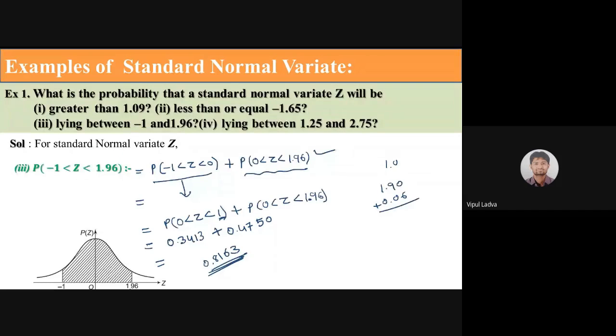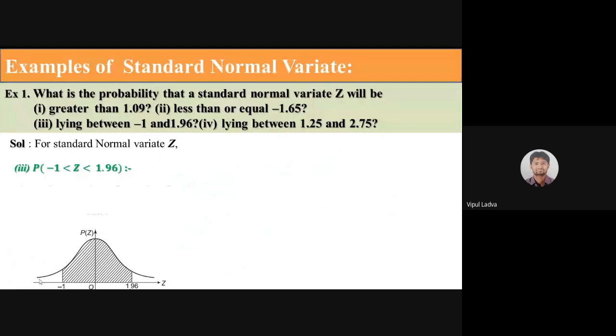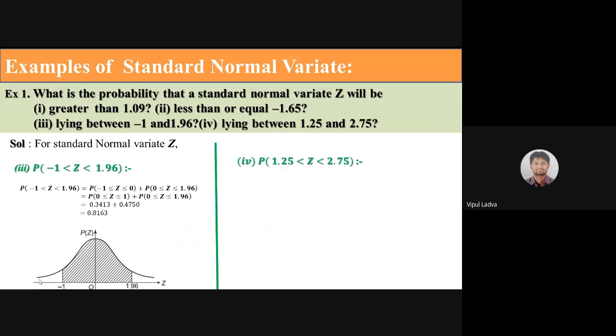Let me quickly discuss the last one. Show the solution of this once more, the last one's solution. The solution will be, yes, 0.8163. And the last, if you wish to find the probability between 1.25 and 2.75.